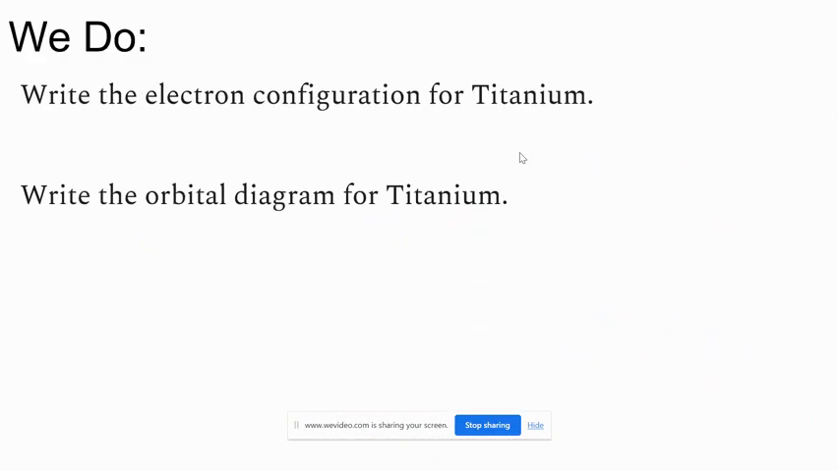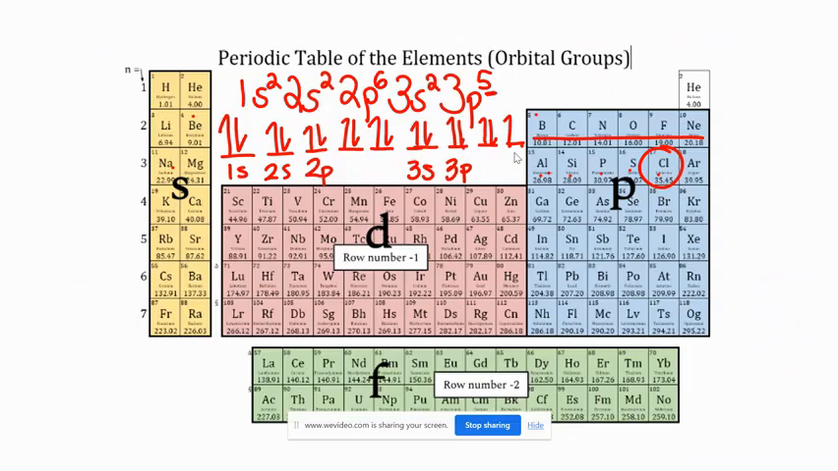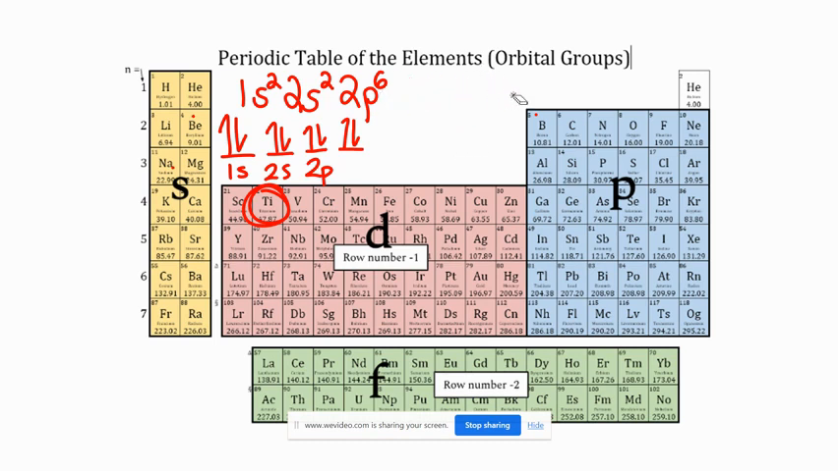Let's see. I have a we do, I believe. Okay, so titanium. So you are going to work with the person next to you to do the orbital diagram and the electron configuration of titanium, which is right here. Let's see if you can get that done, and then I'll put the answers up here in a minute or two. Start back at the beginning. Always start back at hydrogen.